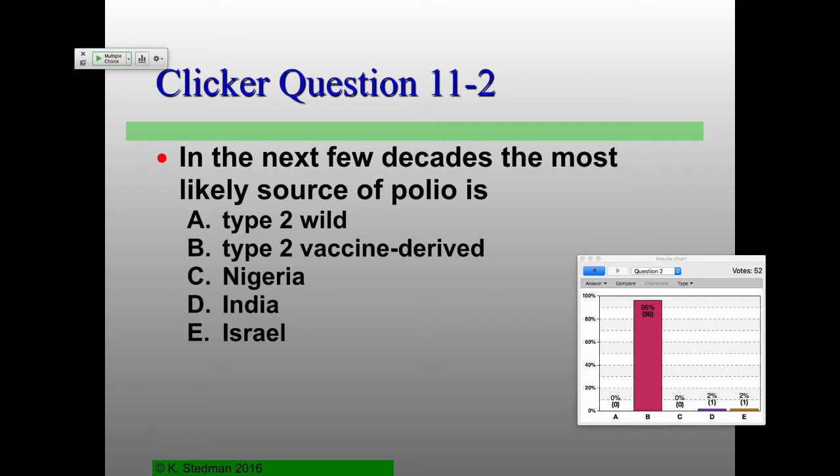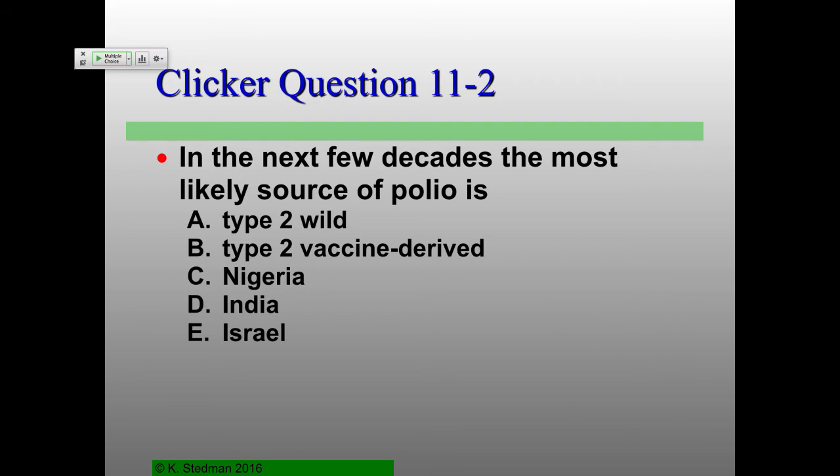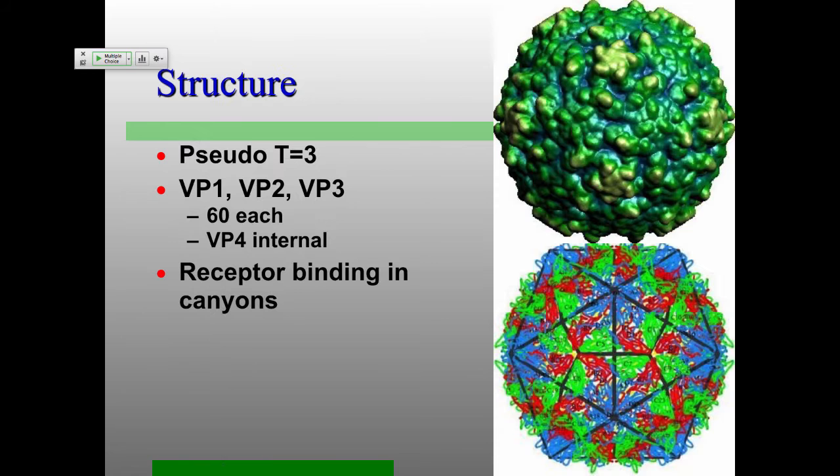So yes, it is vaccine-derived polio, which is by far and away the most likely to be what we'll be seeing in the next few years. So that's it for polio-derived disease. Oh, no, except David has a question.